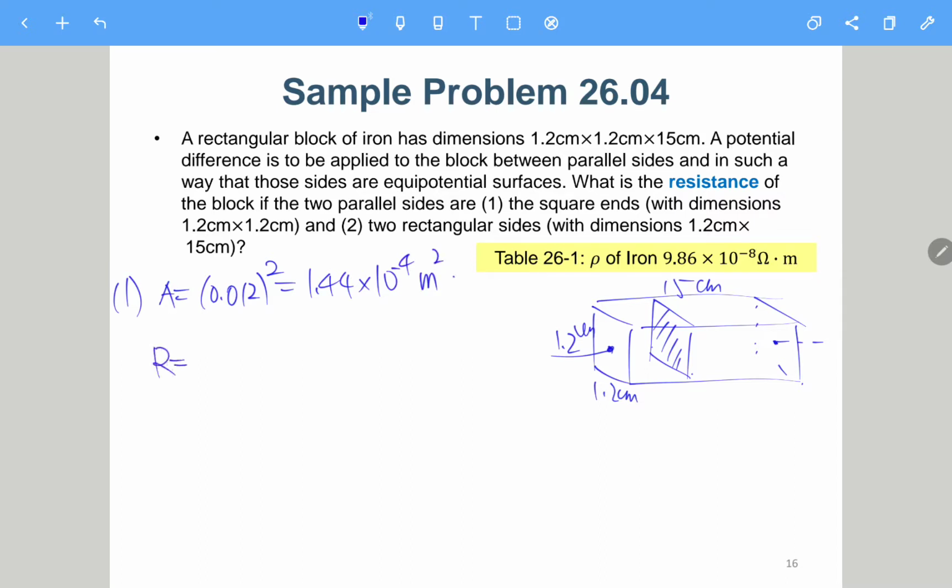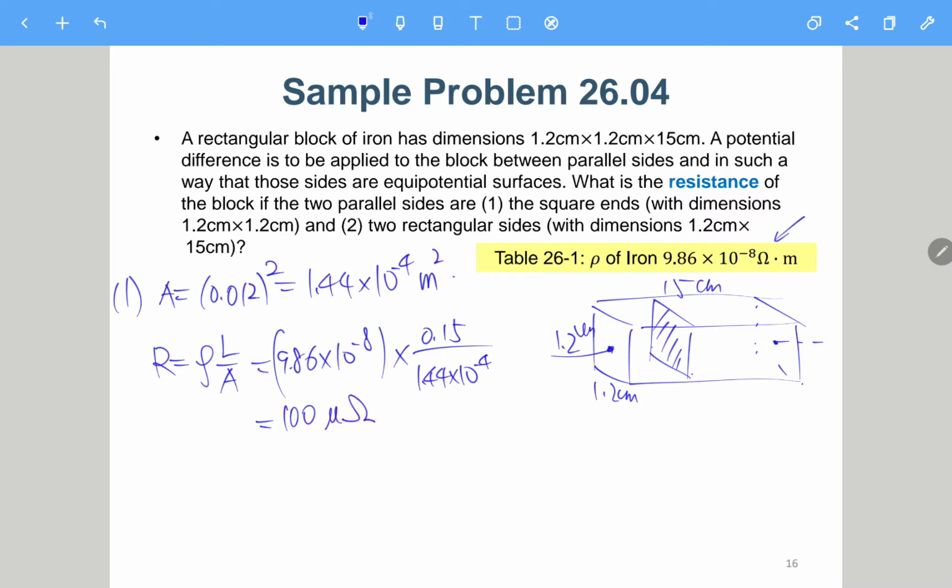So in this case, R equals rho L over A. Rho according to the table is 9.86 times 10 to the minus 8, and then times the length, which is 15 centimeters, 0.15, over 1.44 times 10 to the minus 4. So this number is 100 micro ohm.